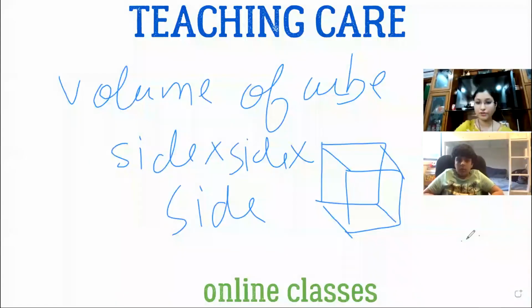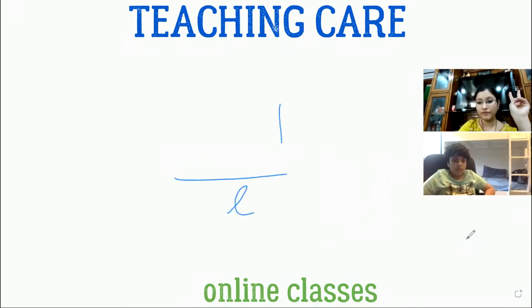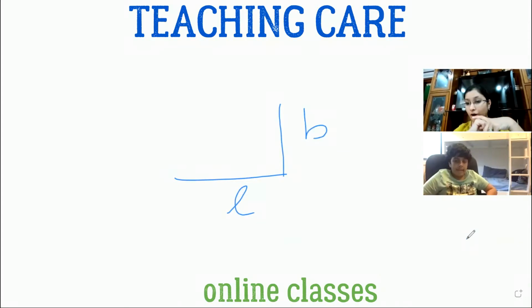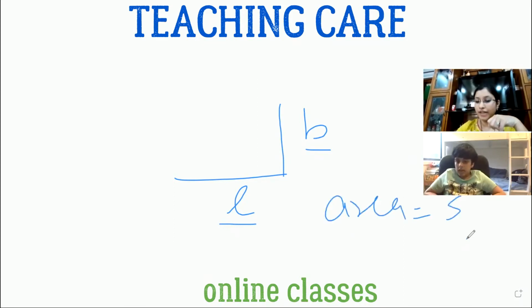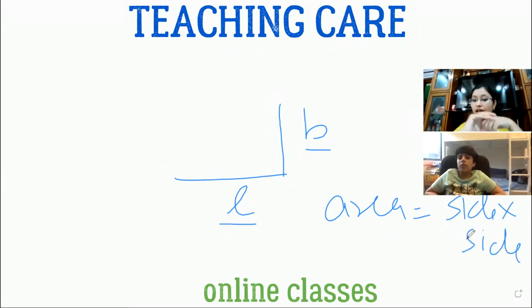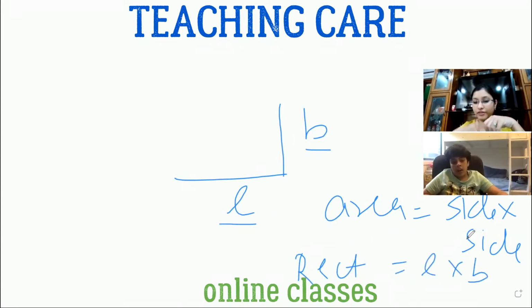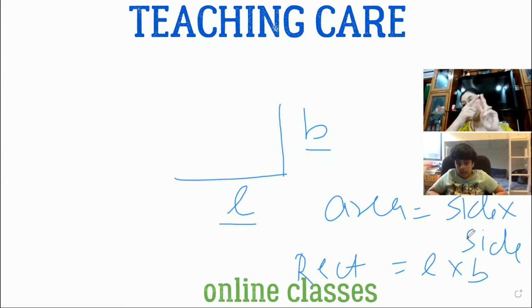Don't get confused. What happens in area? In area, two parameters are there: one is the length and one is the breadth. If we talk about a square, this length and breadth are the same, so the area becomes side into side. If I talk about a rectangle, then my area is length times breadth.